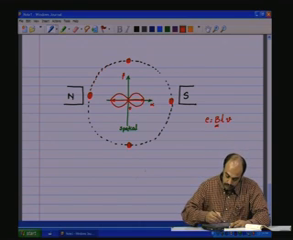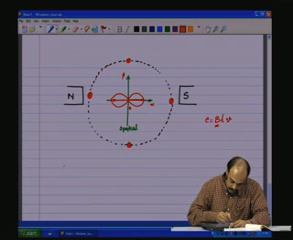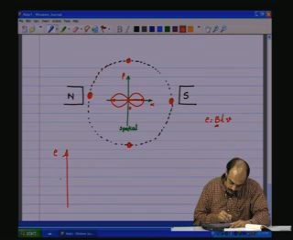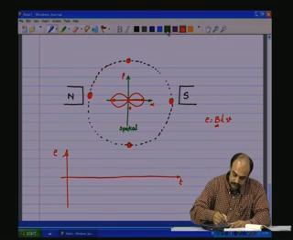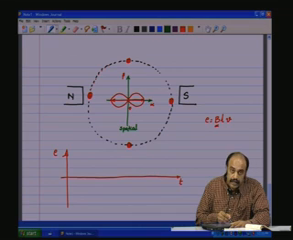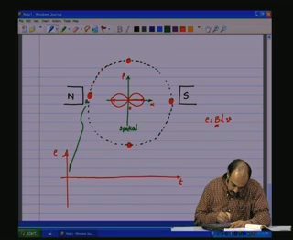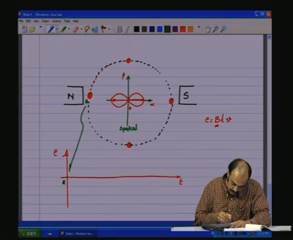So, if we now project this on the temporal axis, let me now draw the amplitude of E, the induced EMF, with respect to time. So, as it is at this point, let us call this as A. So, this point is A that we are going to begin. Okay, this is at peak.